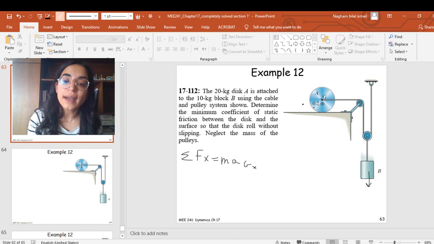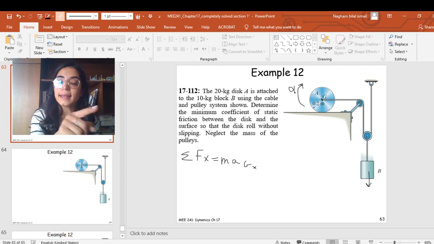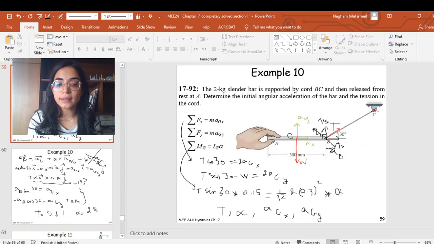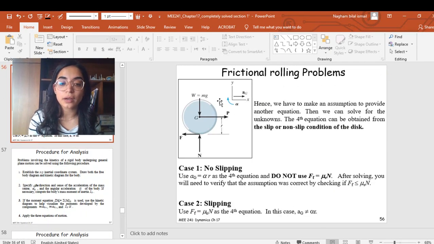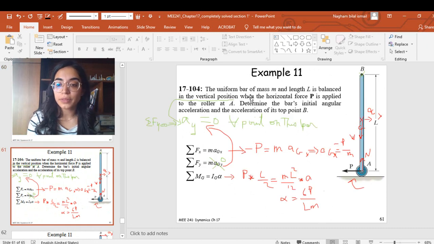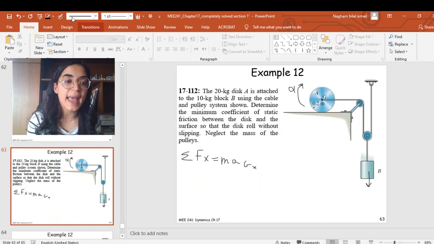This means, guys, that if this B is moving downward, then this disk will move in this direction. Now, guys, if I indicate my alpha in this direction, then as I saw here in this figure for no slipping condition, if this is the direction of alpha, then AG will be in this direction, all right? So I'm gonna put this as AGX, of course. So this will be AGX.